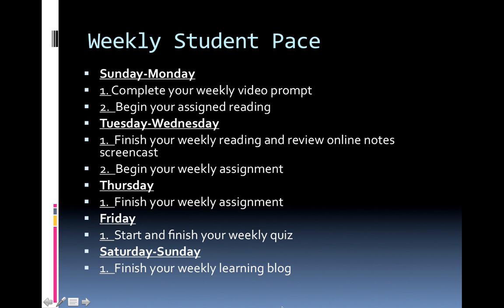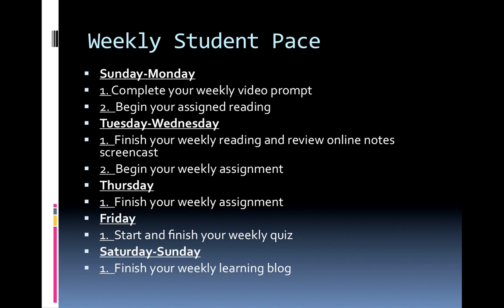The pace of a hybrid class. Sunday or Monday, they will start the week by looking first at the unit, which is listed at the top of the Moodle page, also the week which we are currently on. So in other words, when we start week 1, they'll be on Unit 1, week 1, looking at the New Americas, and they will complete a weekly video prompt.